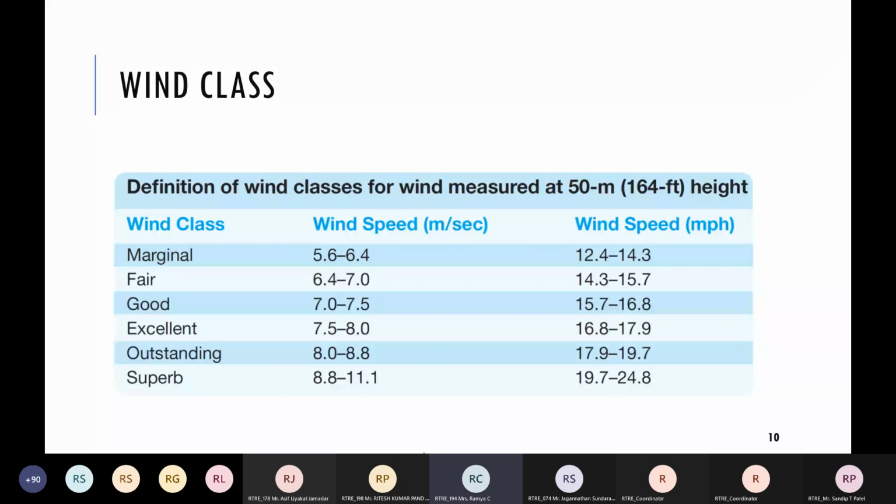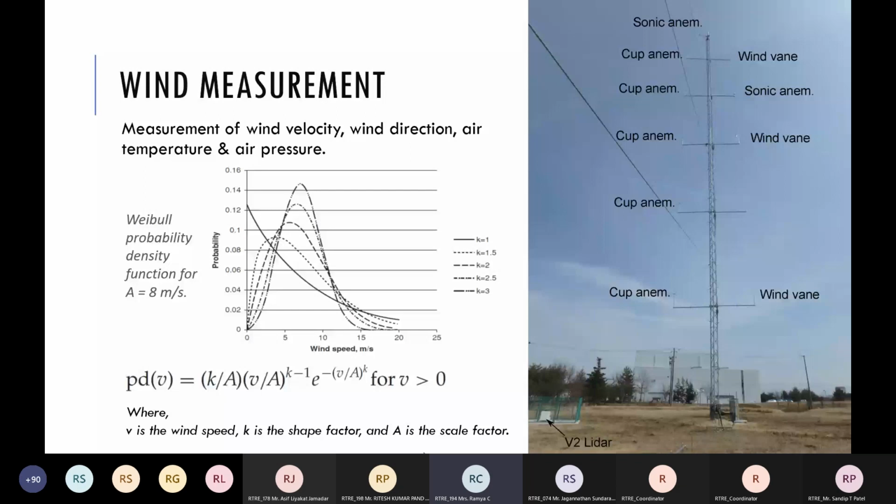If we go for smaller wind turbines, it ranges from 4 to 10 meters per second, or more than that. But for larger commercial turbines, it ranges from 7 to 10. Now, wind varies from location to location. It depends on the geographical location and geographical conditions. So we must know the behavior of wind in a particular location if we want to place a wind turbine there.